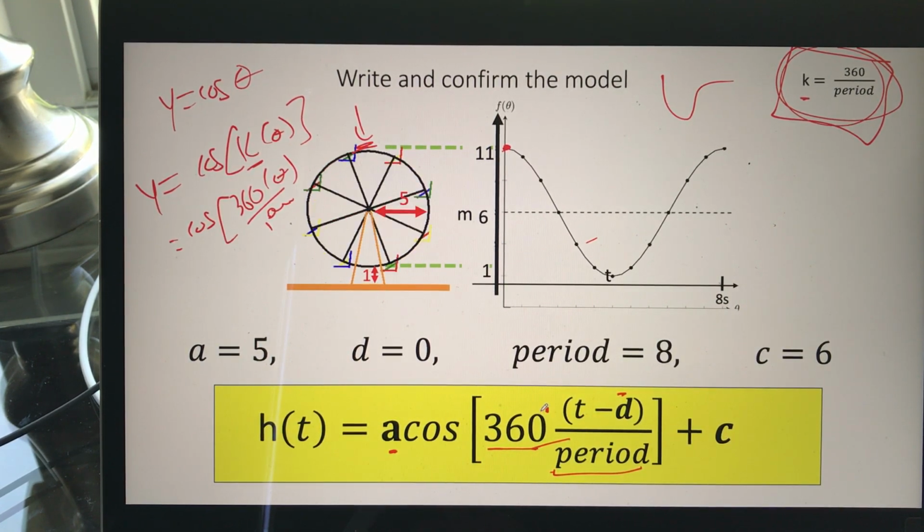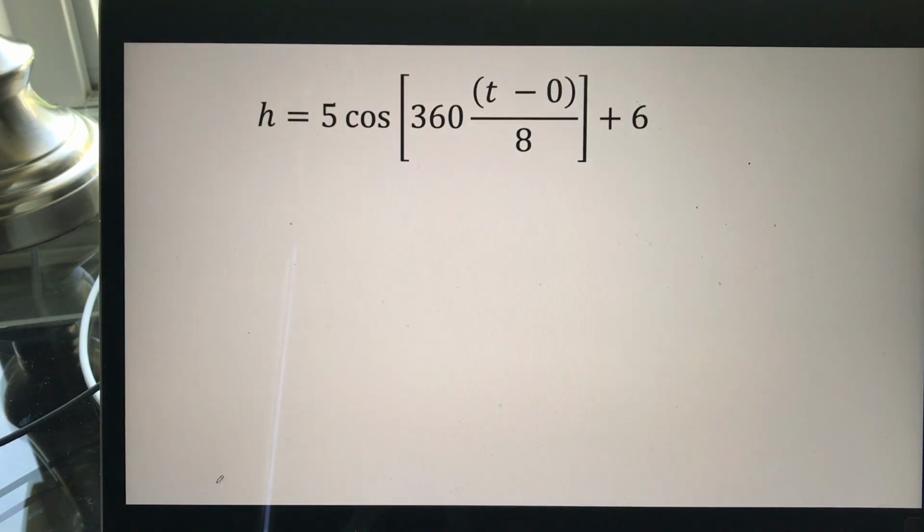Of course, 360 are in degrees, obviously. So to plug in our values, A was 5. There's no horizontal displacement, so it's just 0. I mean, you can drop that and just put t. Okay, 8 was the period and 6 was the vertical displacement. So just to confirm our formula, I'm just going to try 1 second and see what it looks like.